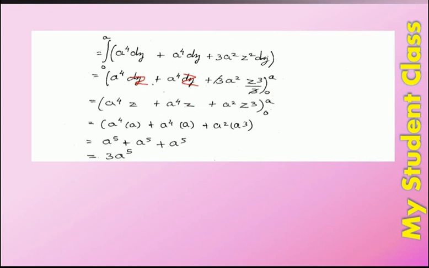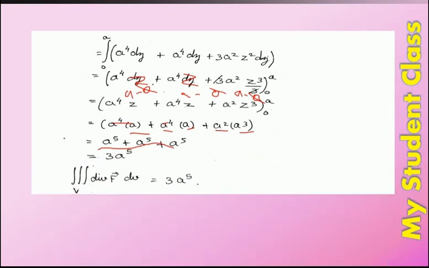So in the place of z we are going to replace what? Upper limit a minus lower limit 0, and upper limit a minus lower limit 0, and here also upper limit a minus lower limit 0. So 0 will be cancelled. So now we have a power 4 into a, and a power 4 into a, and a square into a cube. By adding the powers of a, we will have a power 5 plus a power 5 plus a power 5. So adding these, we would get 3a power 5.